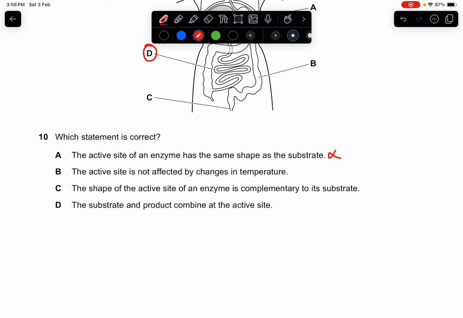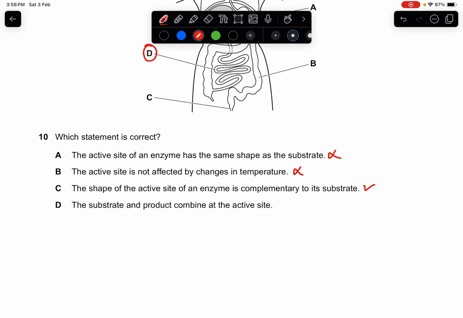B. The active site is not affected by changes in temperature. No. The active site does change when temperature changes, either when it goes past the optimum temperature or at very, very low temperature. After its optimum temperature, the heat will cause the active site to change shape. The shape of the active site of an enzyme is complementary to the substrate.